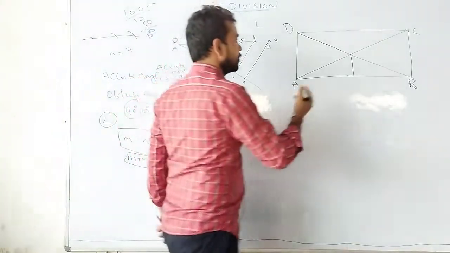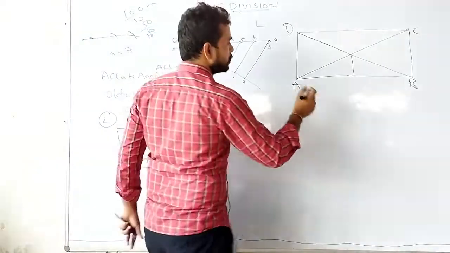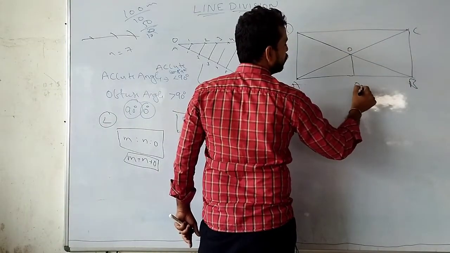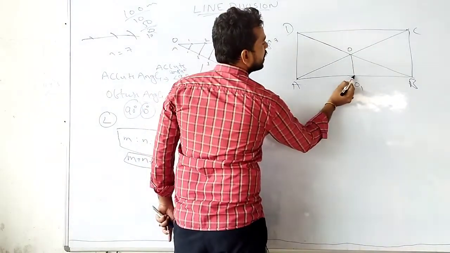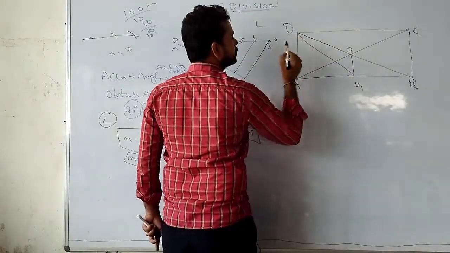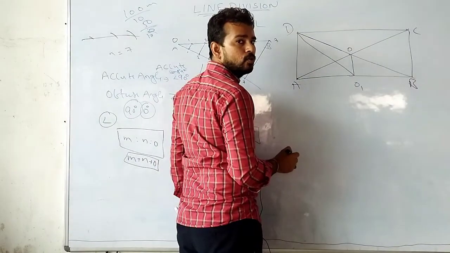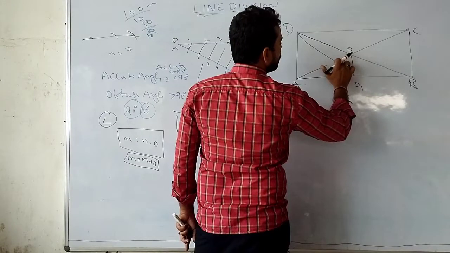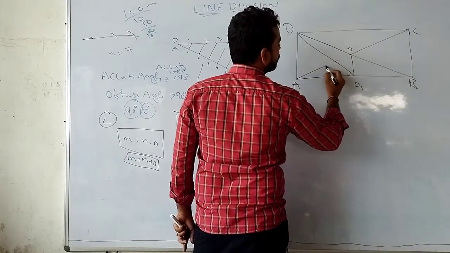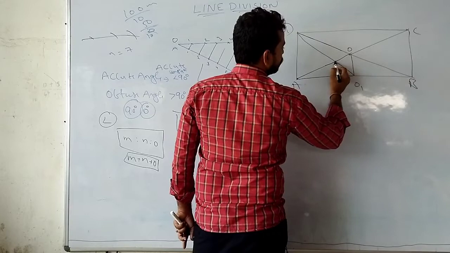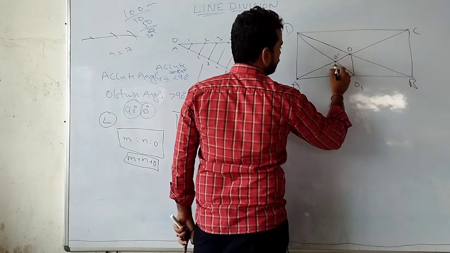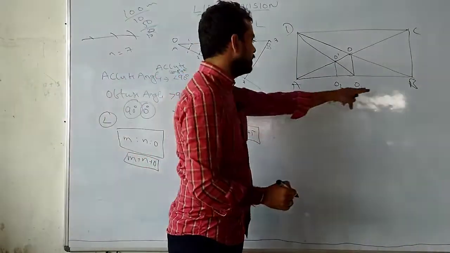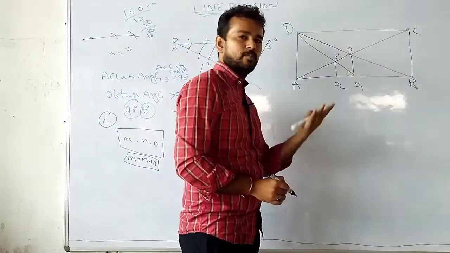Here it is cut now. This is O1. Next, draw a line from O1 to D. You don't need to perform the perpendicular bisector, it's already cut here. So the cutting point will be O dash here. Now this line is divided into 3 equal parts.